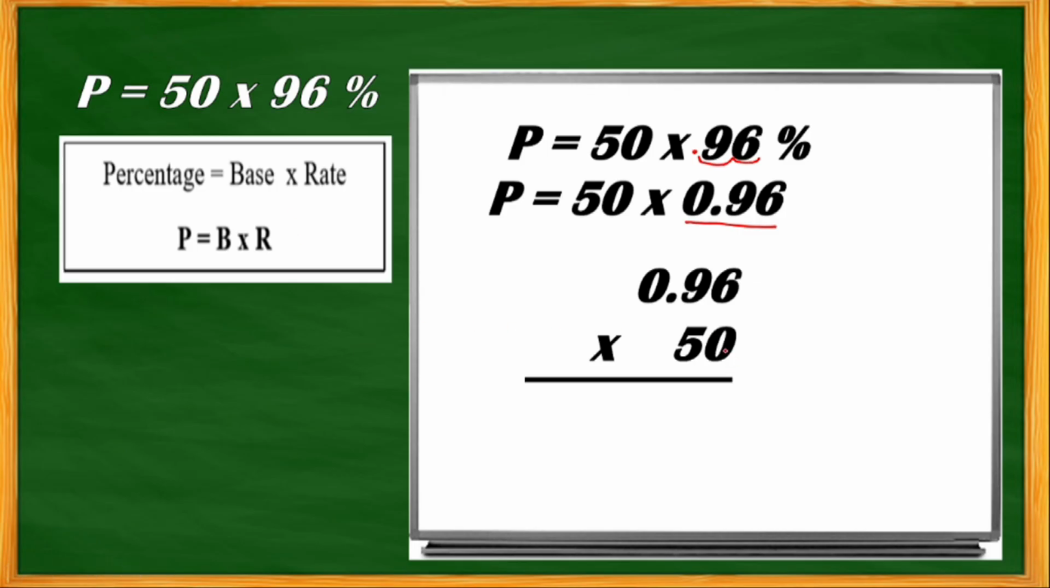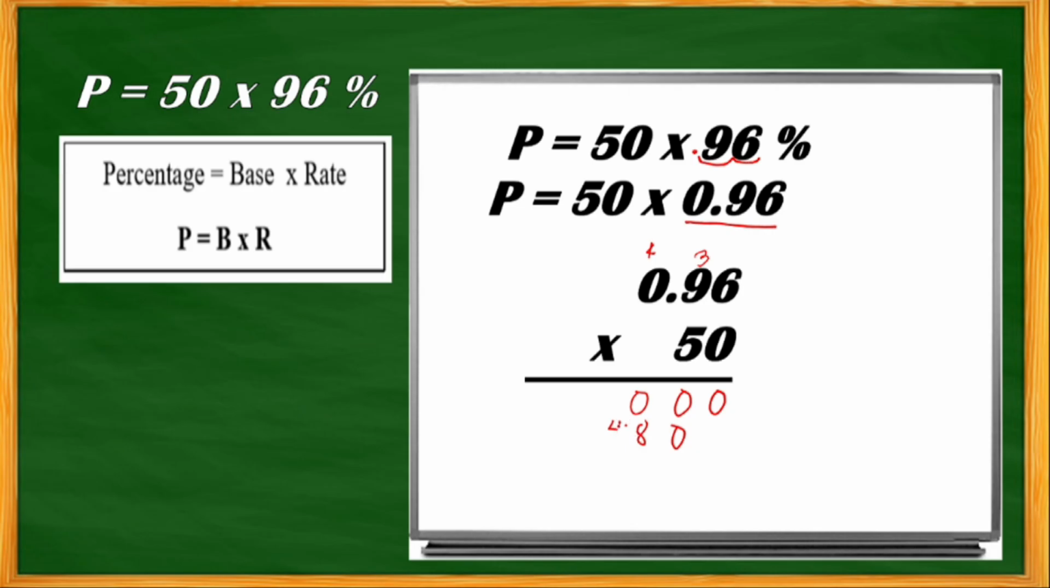Let's multiply. 0 multiplied by 6, the answer is 0. 0 multiplied by 9, the answer is 0. 0 times 0 is 0. 5 times 6, the answer is 30. Regroup 3. 5 times 9, the answer is 45, plus 3 is 48. 8, regroup 4. Then 5 times 0, the answer is 0 plus 4 is 4.